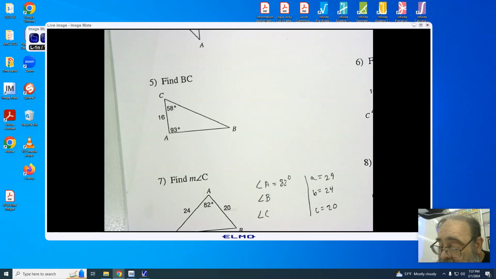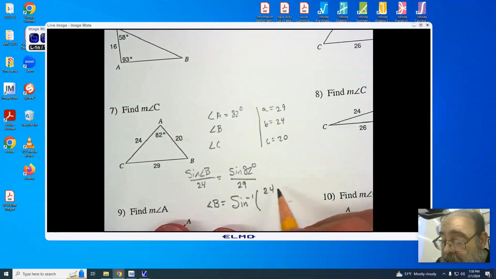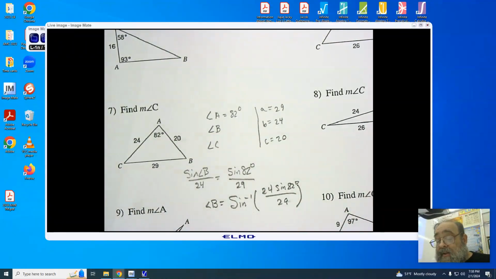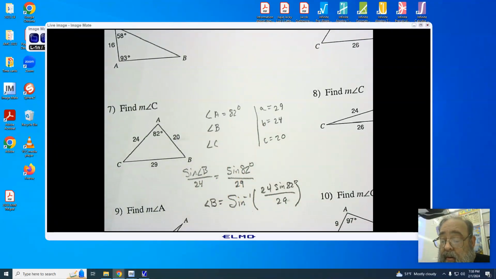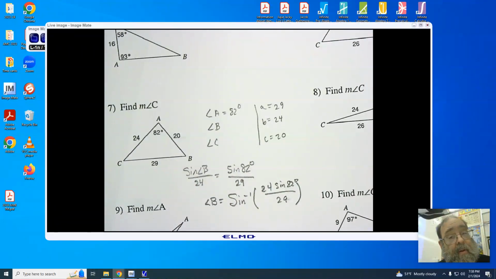That's going to be the arc sine of 24 times the sine of 82 degrees divided by 29. Let's make sure you can see this. By simply putting this into the calculator and clicking enter, you will find your first angle, angle B. Then do 180 degrees minus 82 minus the second answer, and you will find angle C. Try this now. See what happens.